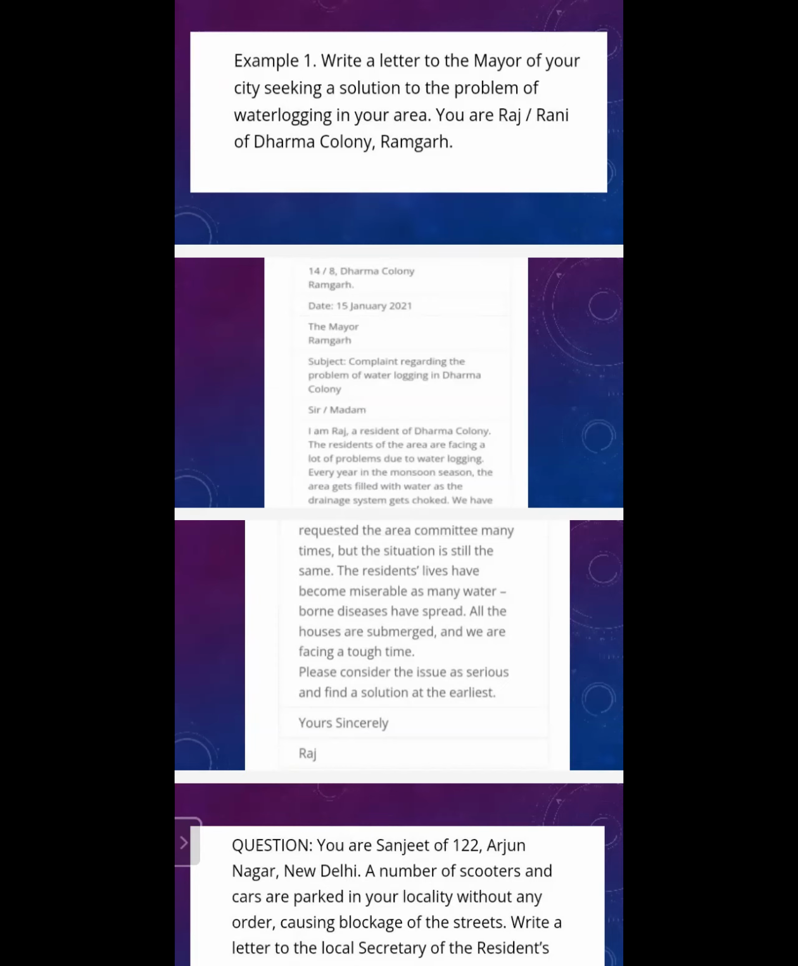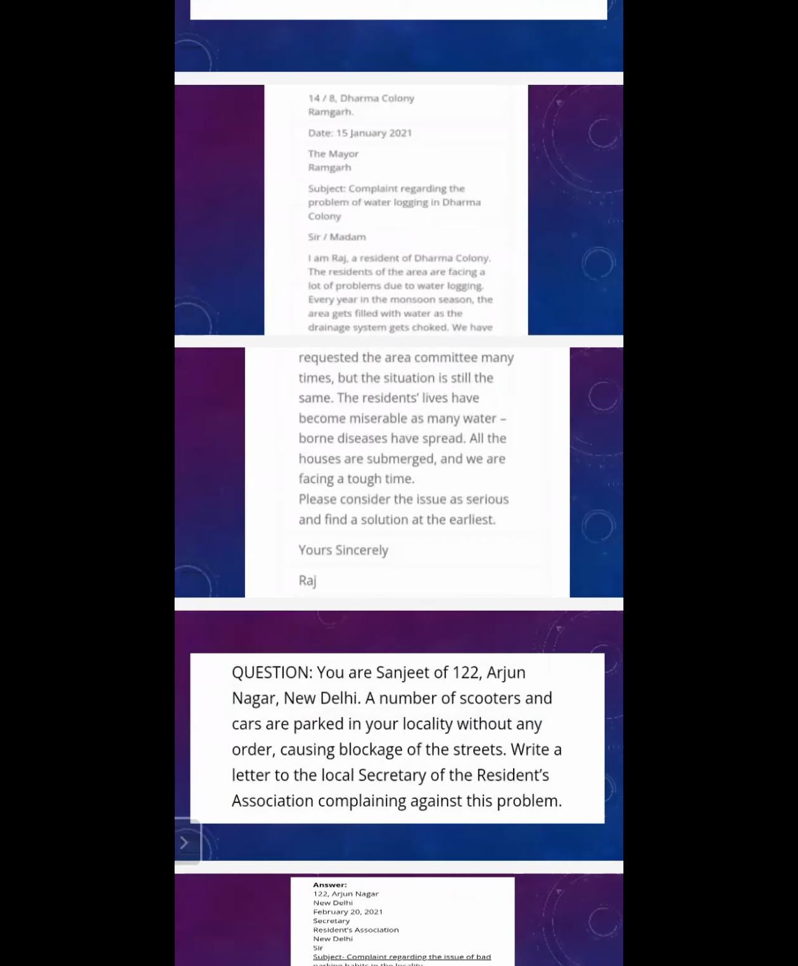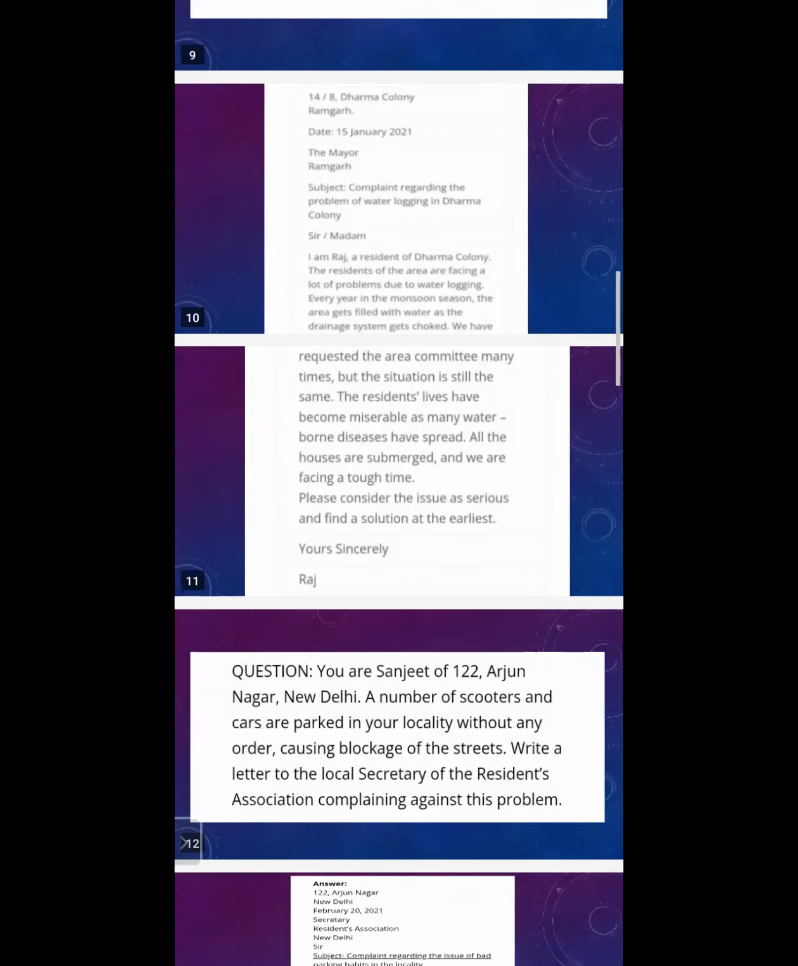The residents' lives have become miserable as many waterborne diseases have spread. All the houses are submerged and we are facing a tough time. Please consider the issue as serious and find a solution at the earliest. Yours sincerely, Raj. Yours sincerely, this is the complimentary closing. Okay. This is one letter.